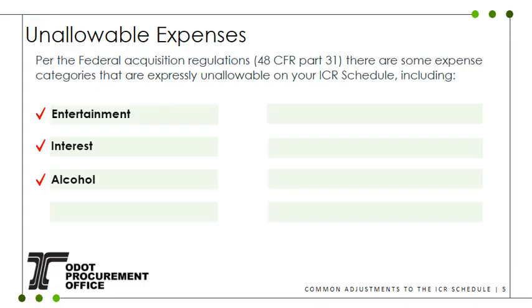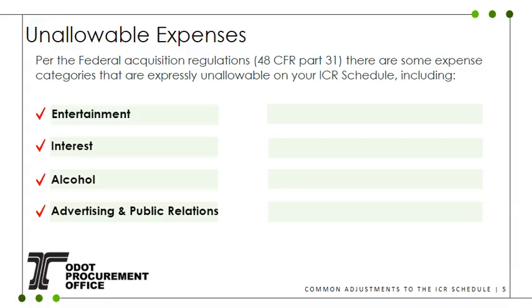Another expressly unallowable cost category is your advertising and promotional expenses. This includes expenses related to the general advertising for the company or enhancing the firm's image or bringing favorable attention to the firm, most trade shows, any promotional material or souvenirs, and corporate celebrations.